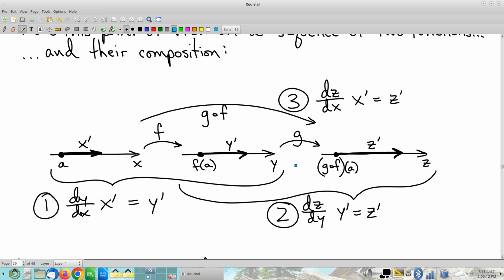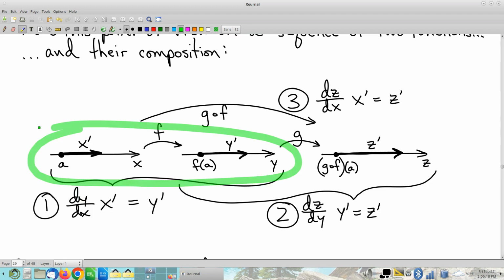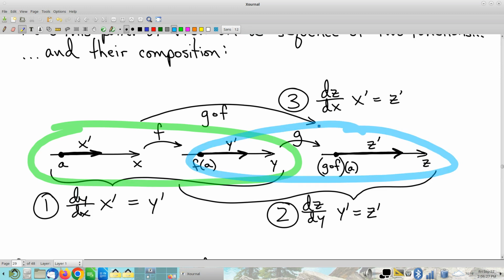Okay, now with that in mind, let's look at this scenario. Here I have a single variable function. Y is a function of x. And then I have another single variable function where z is a function of y. And notice then that y is the output from f and also the input to g, and so we can talk about composing these functions.